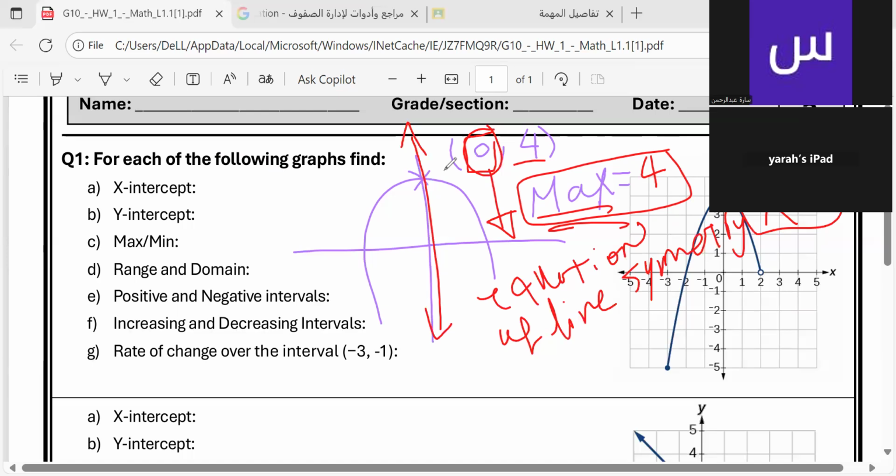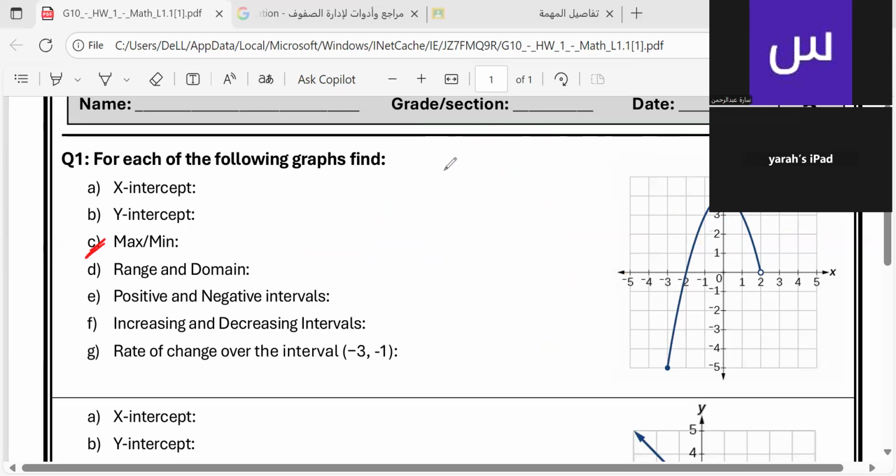Okay. So here, actually, he asked you about the maximum. Let's come back to our curve here. Which one is it, maximum or minimum? Is that maximum or minimum, actually? Maximum. Maximum, excellent. And maximum here is equal what? Maximum equals 4. Yes, excellent. Here, range and domain.